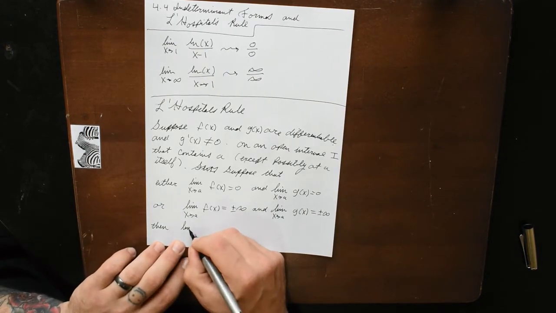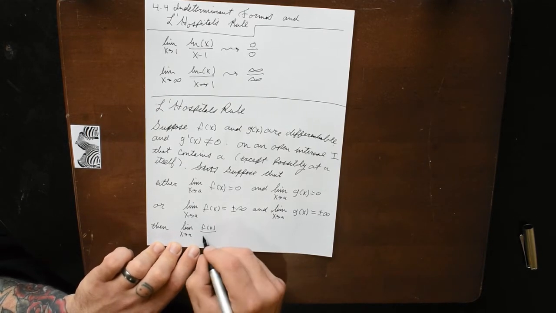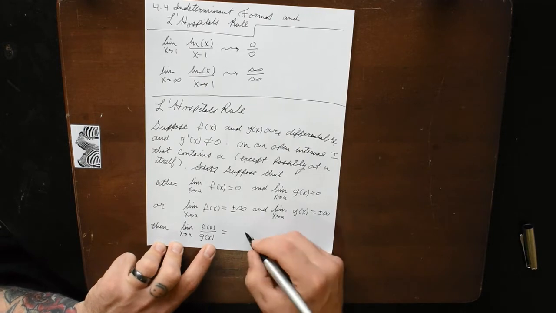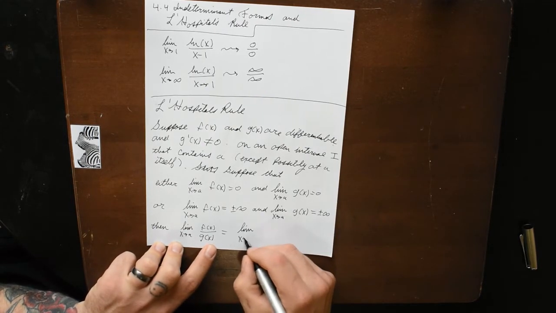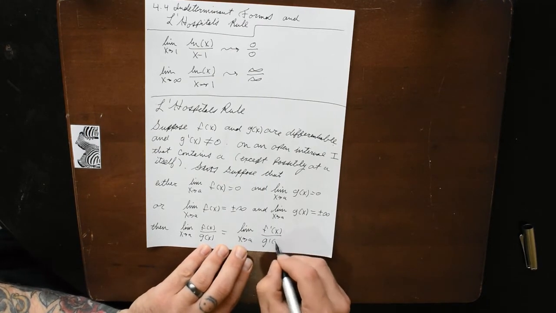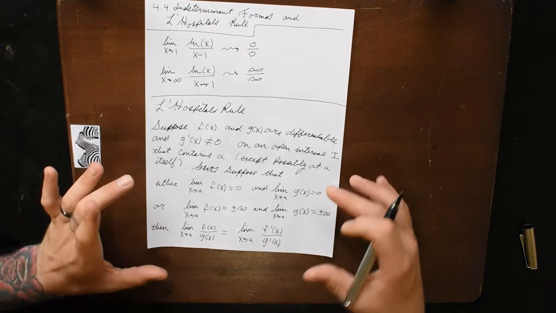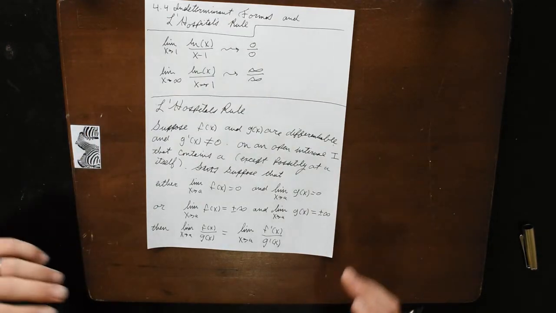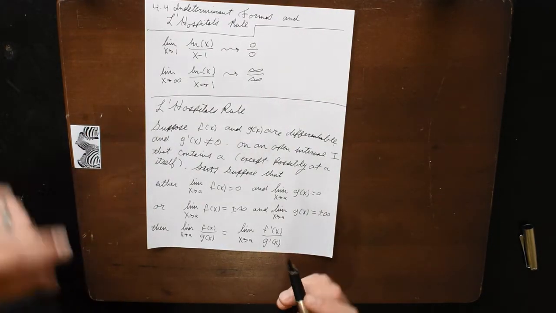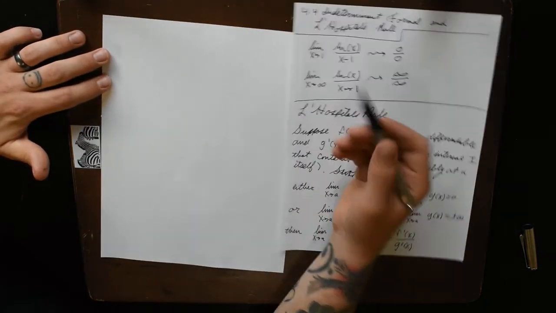the limit as x approaches a of f of x divided by g of x is equal to the limit as x approaches a of f prime of x divided by g prime of x, if the limit on the right side exists or is positive or negative infinity. I kind of ran out of space, but the whole idea of L'Hopital's rule is that we have a quotient of functions. Let me grab another piece of paper.